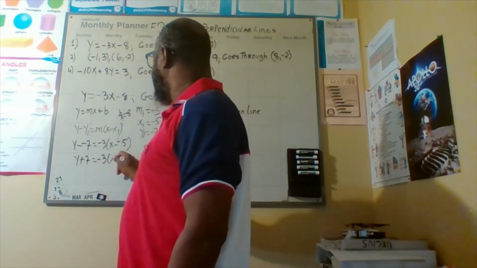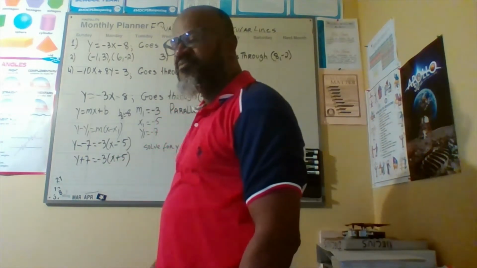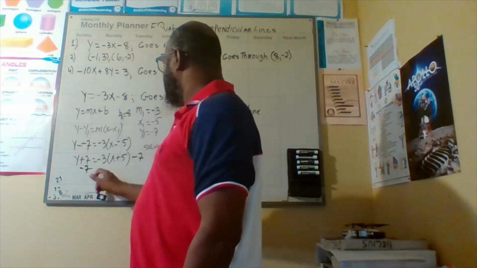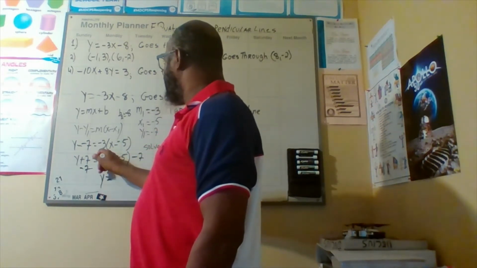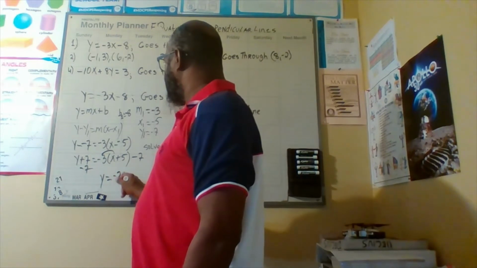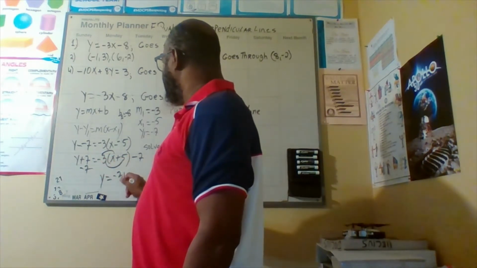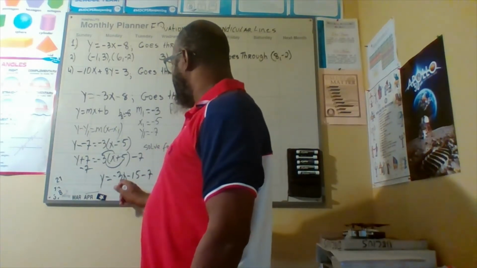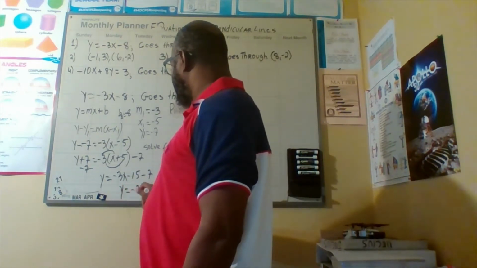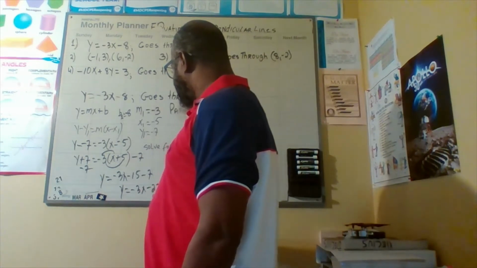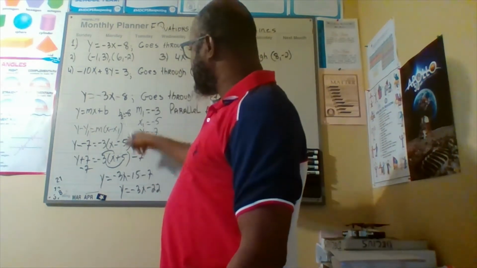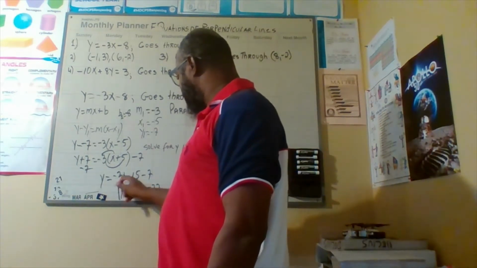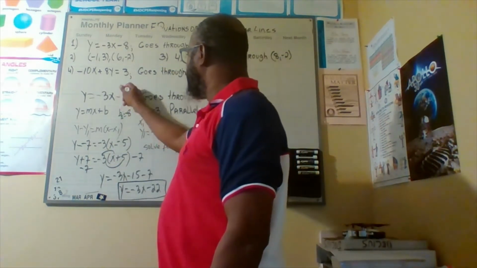And I will have to use the distributive property. Then I can subtract 7 from each side, solve for y, then do the distributive property. Negative 3x, negative 3 times 5 is negative 15, minus 7, then I will have y equal negative 3x minus 22. Since my b is not the same, those two lines are parallel. This equation is parallel to that equation. They have the same slope but different y-intercept.